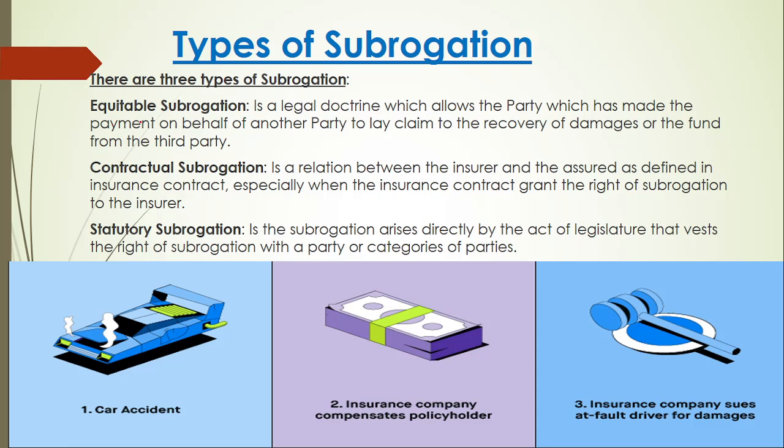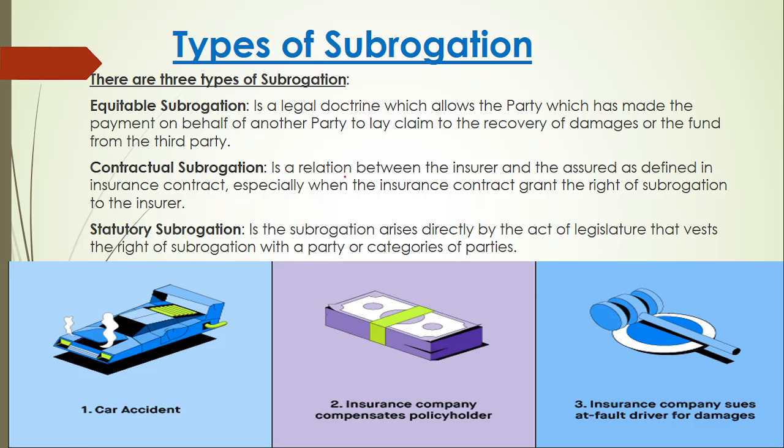Okay, so if anybody asks you what is the difference between equitable and contractual, in equitable subrogation there is no letter of subrogation involved. What will happen is, if you have suffered a loss, after the compensation is made to you, they will issue a receipt on which you will sign, saying that yes, I have received the claim money after the damage and they have given me the money. That is called equitable subrogation.